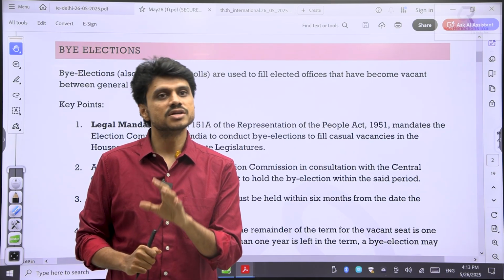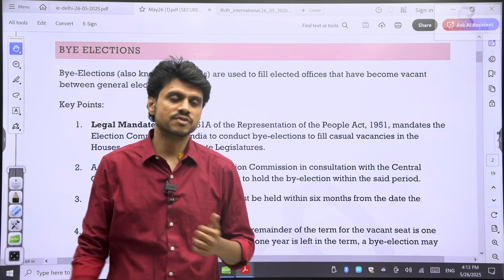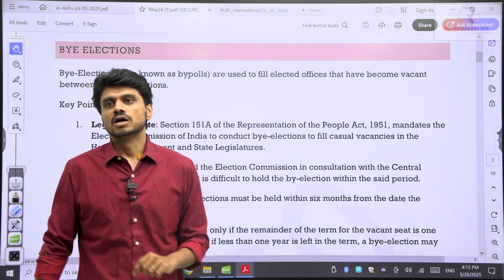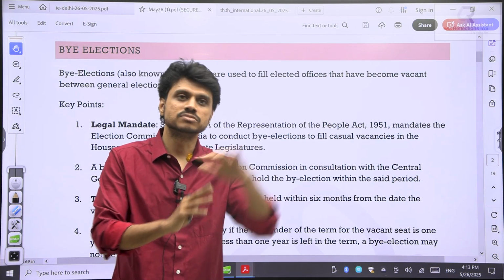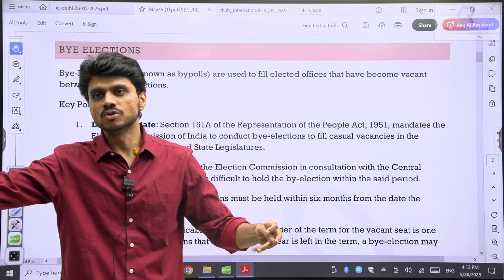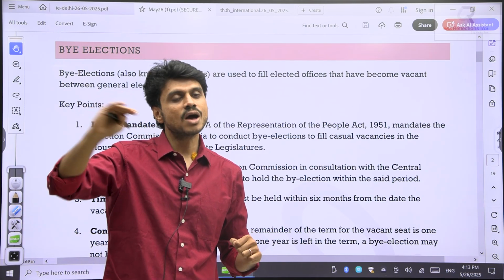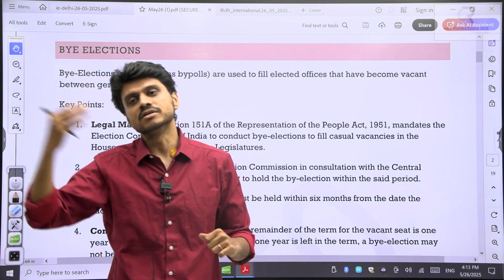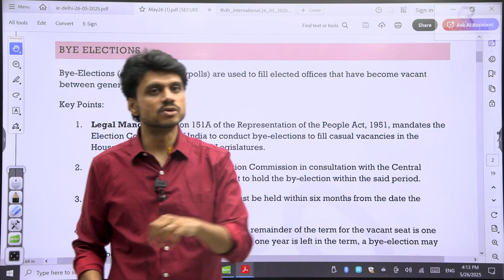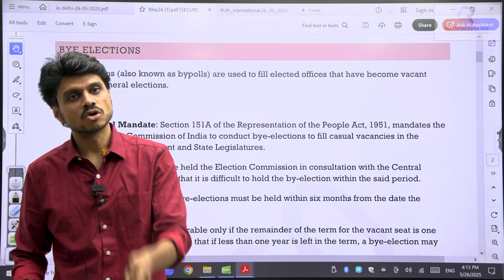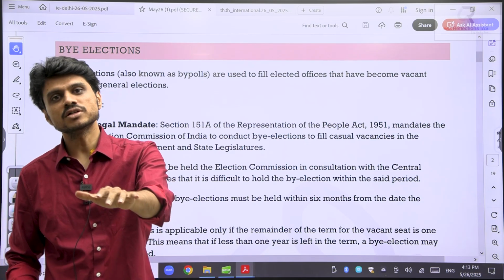Stick to one source, revise consistently, and for the static part, of course, Reflection IAS is definitely doing a good job. Stick to one source even for the static part. Don't think this institute might be doing that, that institute might be doing this. In the initial phase, build your basics properly. Then in the second phase, test your basics by attempting questions, both prelims as well as mains. Initially, do PYQs. When you are studying the concepts, revise those concepts and try solving PYQs. Once this part is done, then you can go for the test series.